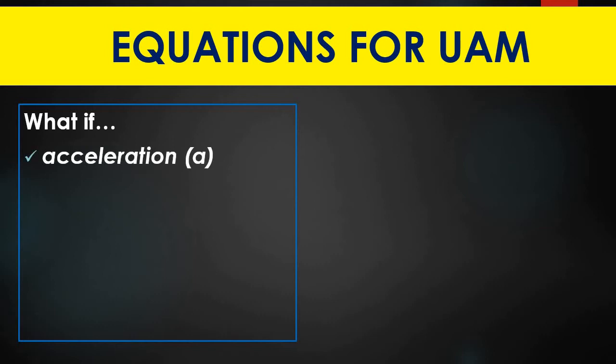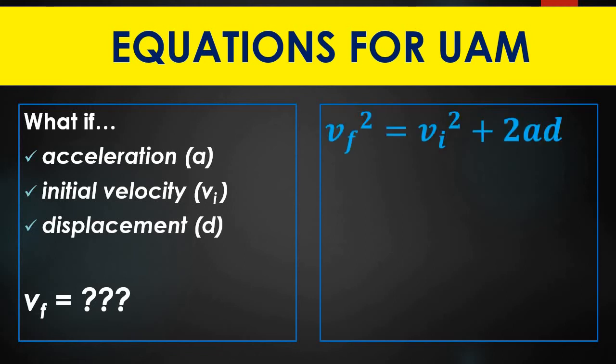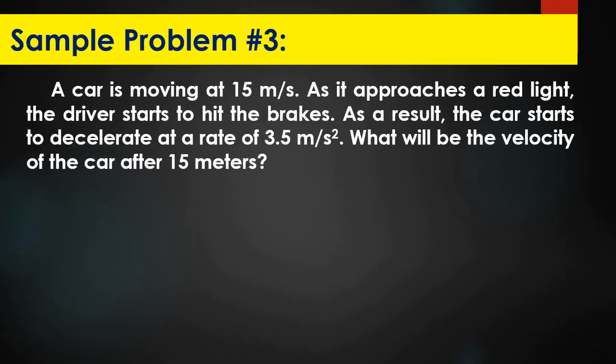What if acceleration is given, initial velocity is also given, displacement is given, but there is no time, and we want to look for the final velocity. So what will we use? It's this: Vf squared is equal to Vi squared plus 2AD. Let's apply that formula.